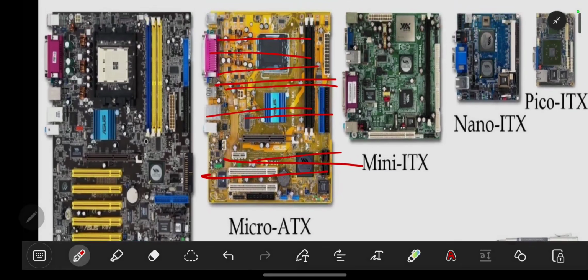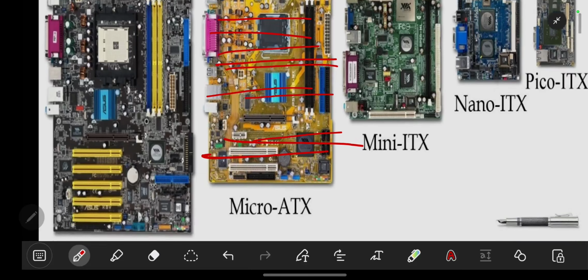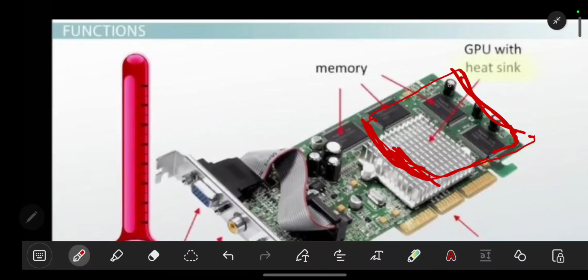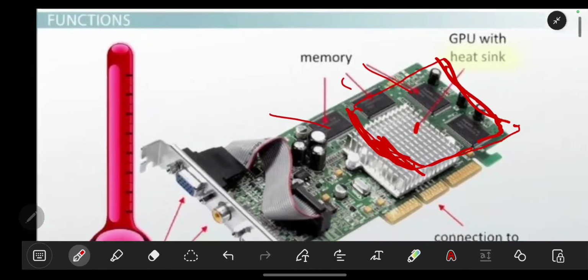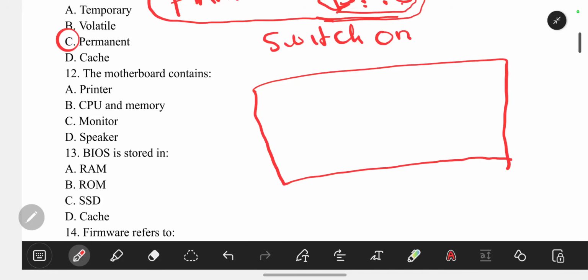As you can see here, we have the CPU, we have also the memories. So for example, these are memory like that. We have a heat sink which dissipates, or rather releases heat. So the motherboard contains the CPU and memory.